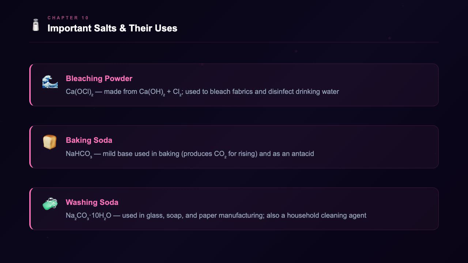Washing soda is sodium carbonate decahydrate. It is used in manufacturing and as a cleaning agent. These substances have different uses and properties. They are all types of salts with specific functions.